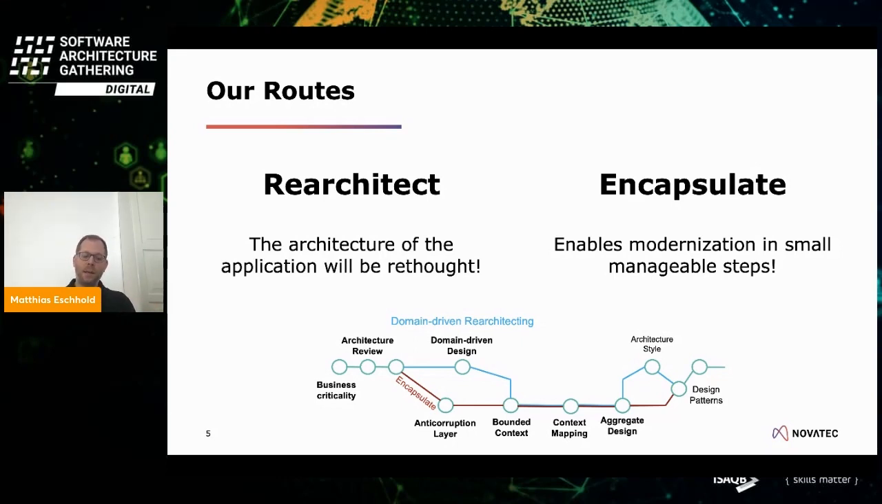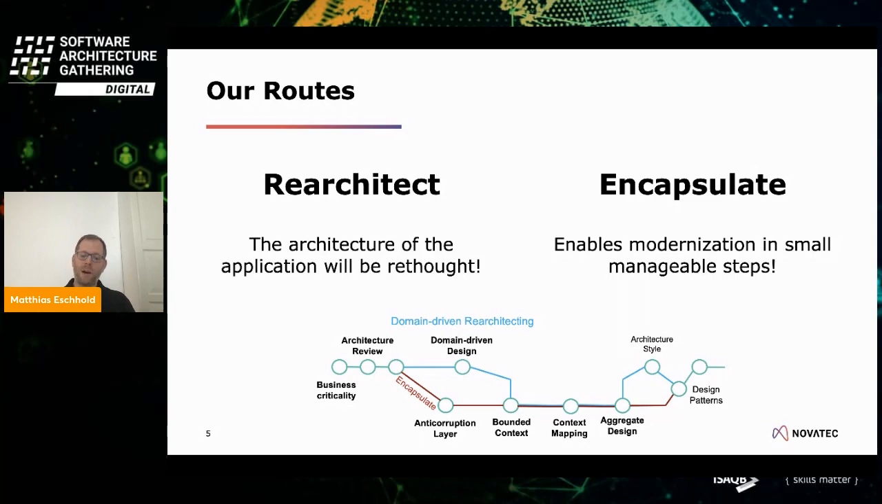So what does re-architecting mean? The architecture of an application will be rethought. And encapsulate enables us to modernize in small and manageable steps. The idea of encapsulation is implicitly part of every modernization aspect we apply with bounded context and aggregates. And additionally, in the context of architecture modernization, there's often the requirement to encapsulate legacy and messy software components to handle this complexity with a clear solution strategy. A solution strategy can be, for example, the anti-corruption layer, a pattern of context mapping.